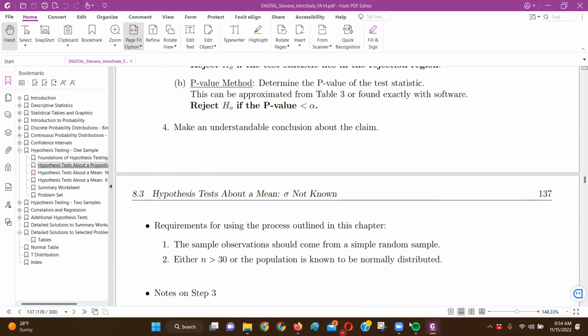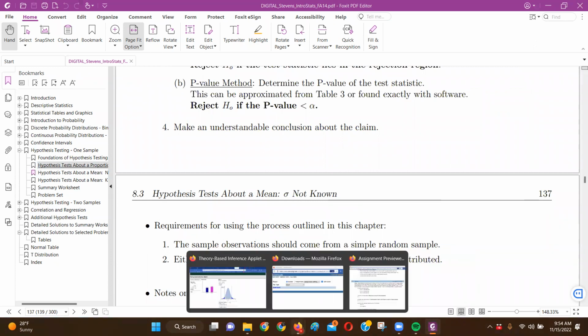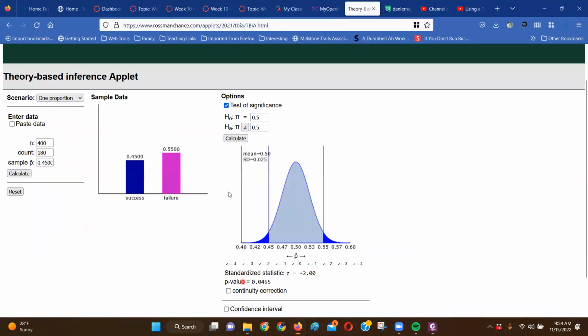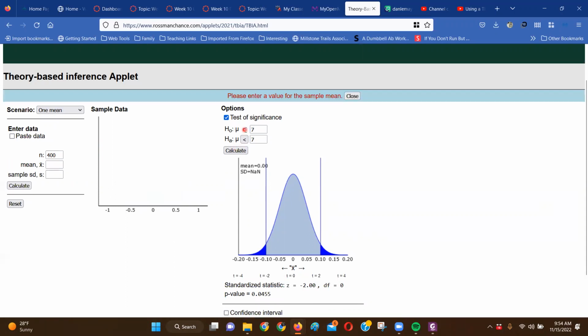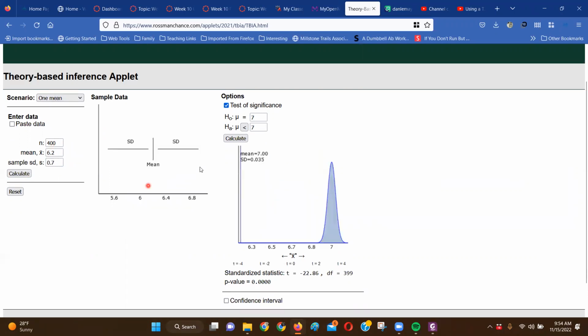So this is about means. It's about one sample, one mean, right? So what we're going to do is go to Ross and Chance, do the drop down for one mean, type in, set up your H0 and HA. In this case, it would be 7 and less than 7. And then we got to type in our x-bar and n. I don't know, I'm going to make this up, 6.2. I know I could flip back and see what it is, and then 0.7, like I said, I'm making this up. Calculate it. And there's the p-value.